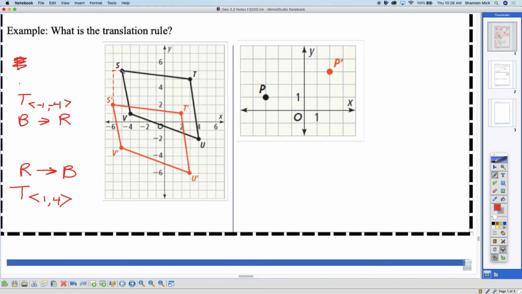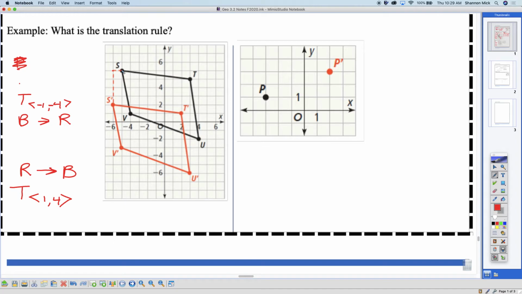How do I know I was moving the black to the red? Black is the original, right? The black is the original, it doesn't have the prime. And the red has the prime. So black is the pre-image, and the red is the image. I know the red has a prime. Oh, it has a little thing.